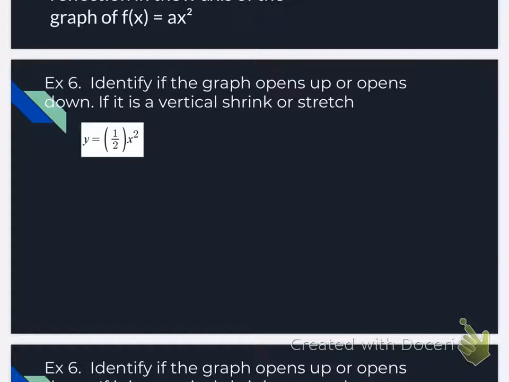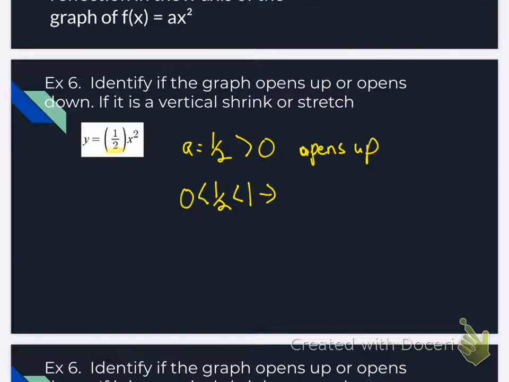Okay, so we see here that we have to tell if the graph opens up or down. So you look at your a, what comes out front, and that is 1/2. So a equals 1/2. It's positive, so it's greater than 0. It means opens up. And then you tell me if it's a shrink or a stretch. Well, since 1/2 is between 0 and 1, we know that it is a vertical shrink.